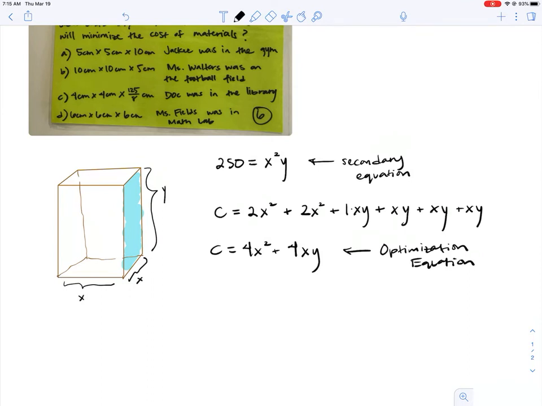But we can't take the derivative yet. We need to use our secondary equation in order to rewrite our cost equation in terms of a single variable. So why don't we solve for y in our secondary equation? So I'm going to come over here. If I solve for y, y is equal to 250 divided by x squared. So now I can come back to my optimization equation. I'll still have 4x squared plus 4x, and then I'm replacing y with 250 divided by x squared.